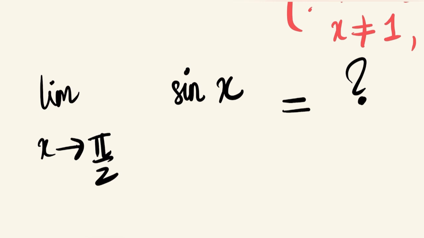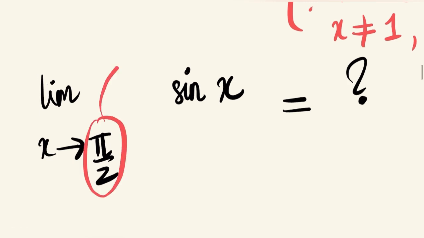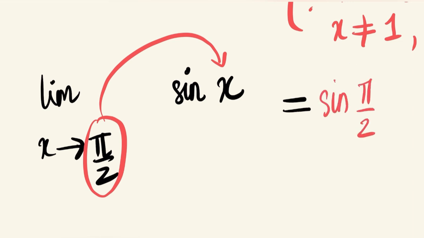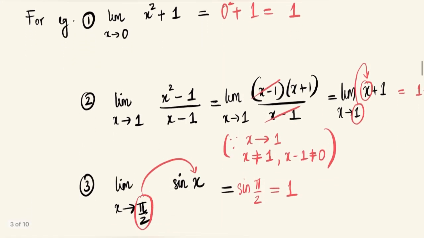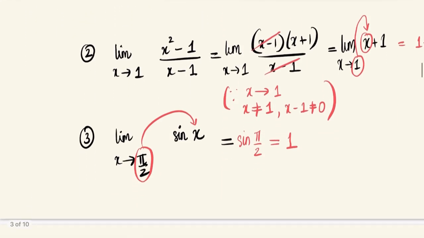Limit of sin x as x approaches pi by 2. Can I substitute pi by 2 in place of x? Would you get anything weird in this case? No. You can simply write it as sine of pi by 2, and sine of pi by 2 is nothing but equal to 1. So these are extremely elementary questions on limits, but let's move ahead.